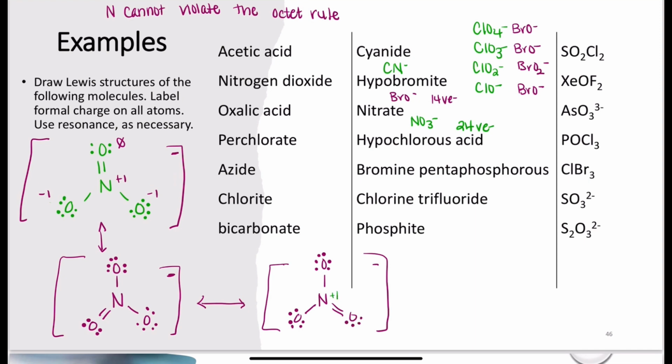This is still +1, -1, 0, -1, -1, 0, -1, +1. They are equivalent resonance structures. Neither one contributes more than the other. They're all equivalent, and they're contributing equally to the resonance hybrid.